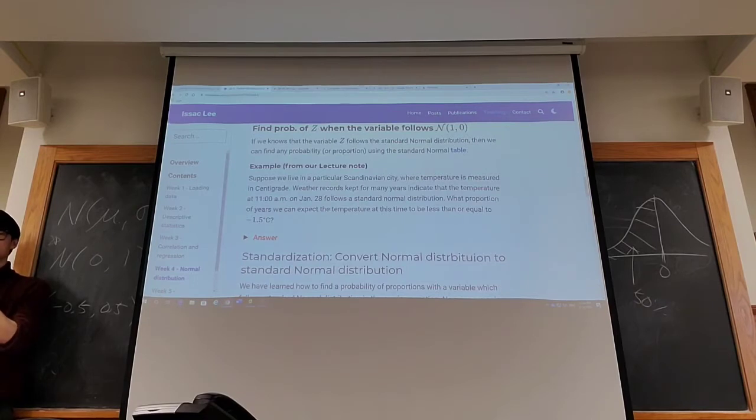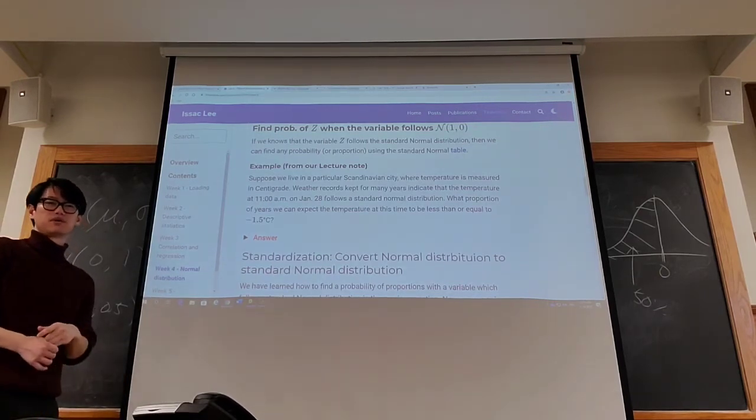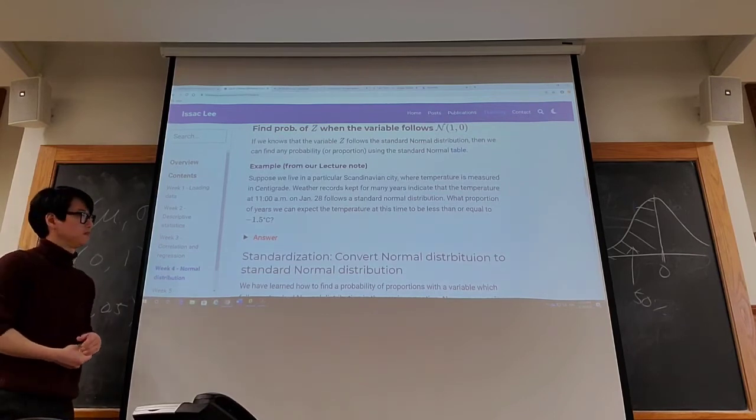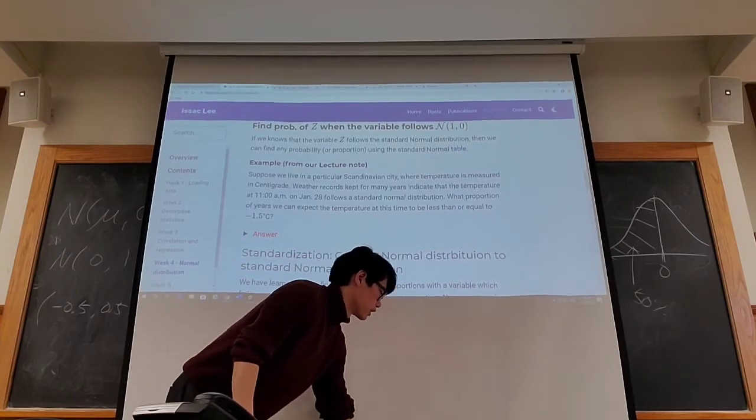Yeah. You go to the z table, and because it's a standard normal, the z-score corresponds to the temperature, and so you just go down to negative 1.50, right? And then read the little number. So maybe I will just write it down.